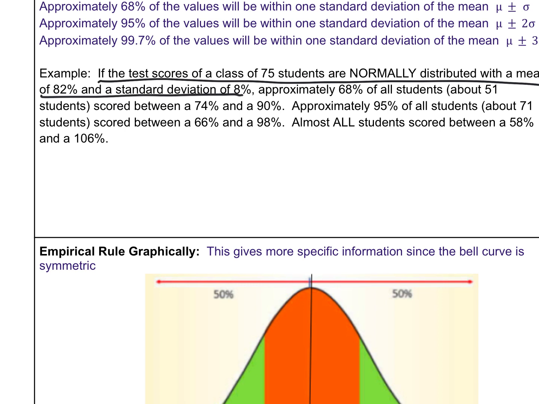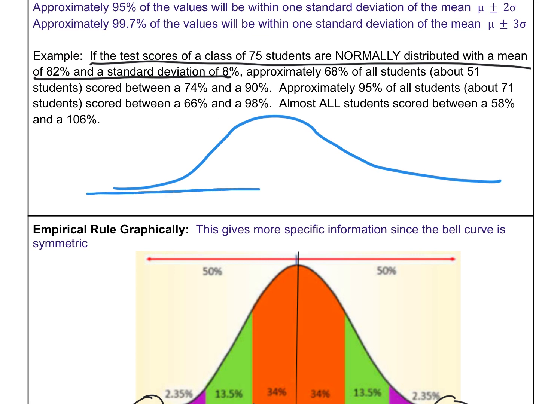How we're going to do this, it's just a rough sketch. It doesn't have to be perfect. You don't need a ruler. We're going to draw a curve and put a little number line underneath. In the middle is always, always, always the mean. So in this case, what is my mean? 82. Perfect.